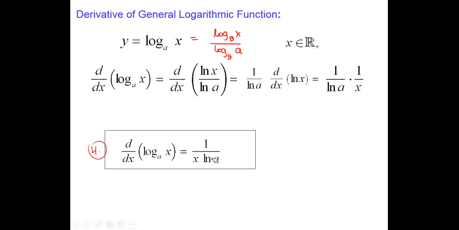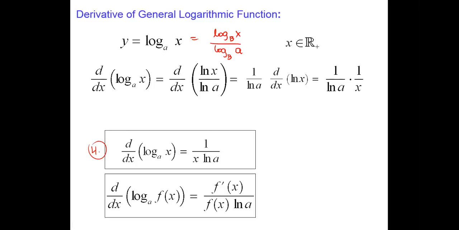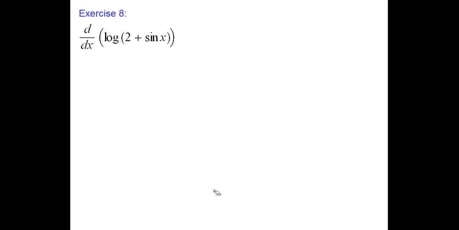Okay? And that's the chain rule: 1 over f of x times ln of a times f prime. Follow the chain. Okay. And let's try this one.